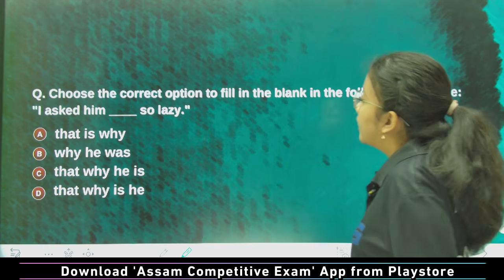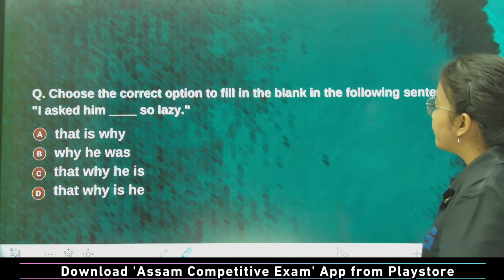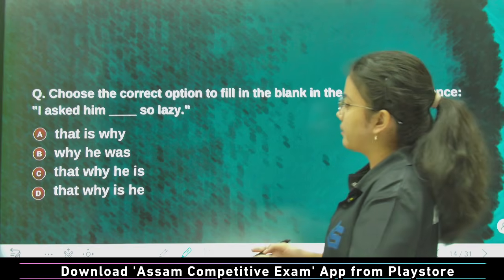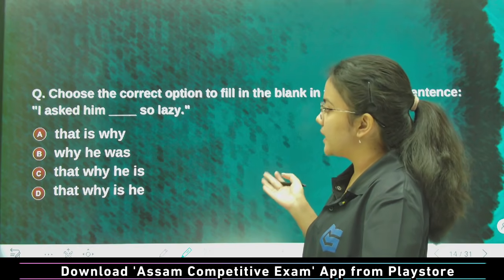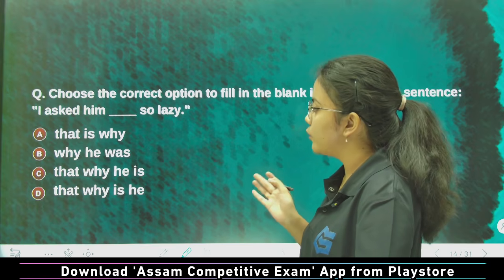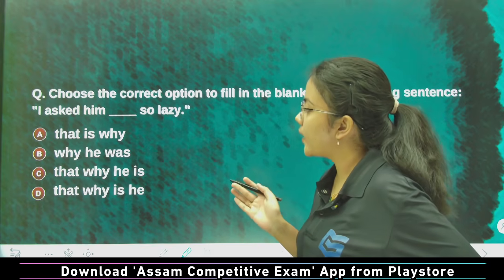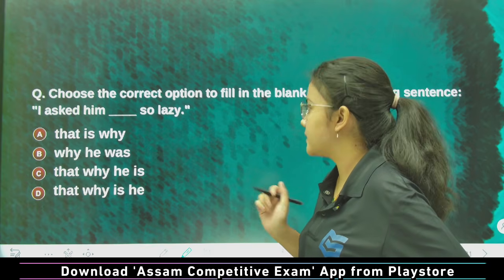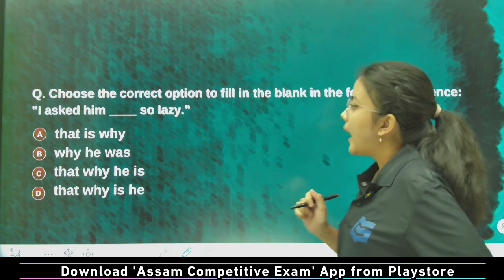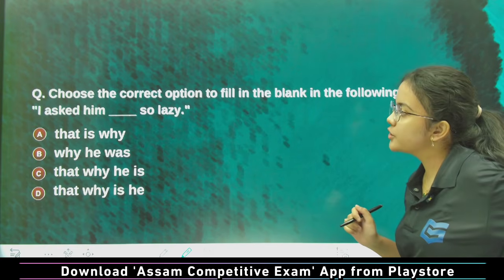Next, choose the correct option to fill in the blank in the following sentence. I asked him dash so lazy. Options: A, that is why. B, why he was. C, that why he is. And D, that why is he. Okay, I asked him dash so lazy.